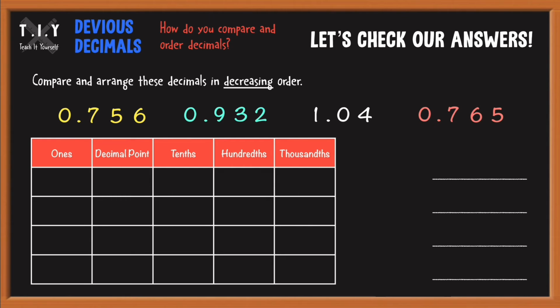This time the question is asking us to order the decimals in decreasing order, which means starting with the largest and finishing with the smallest. Let's go ahead and place these 4 numbers into the place value table.